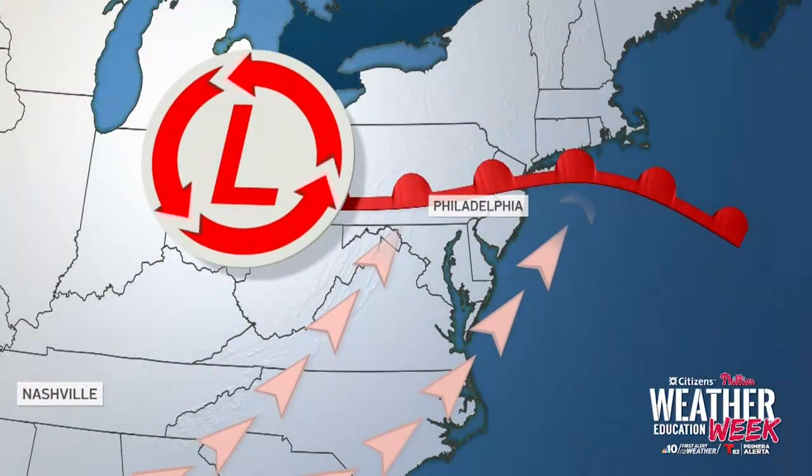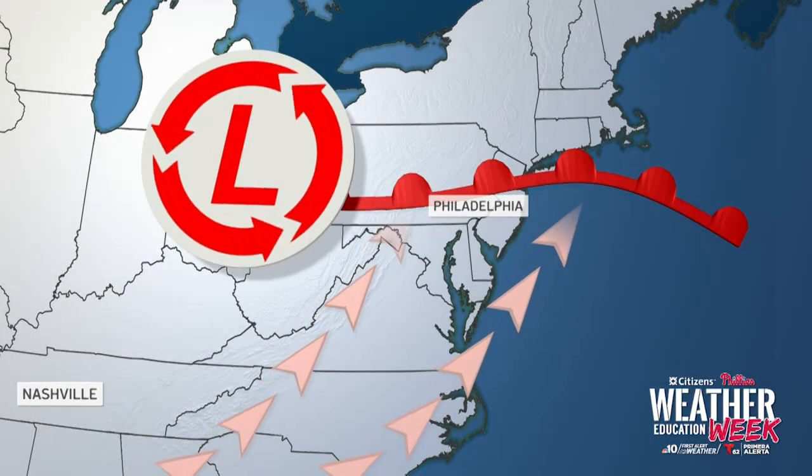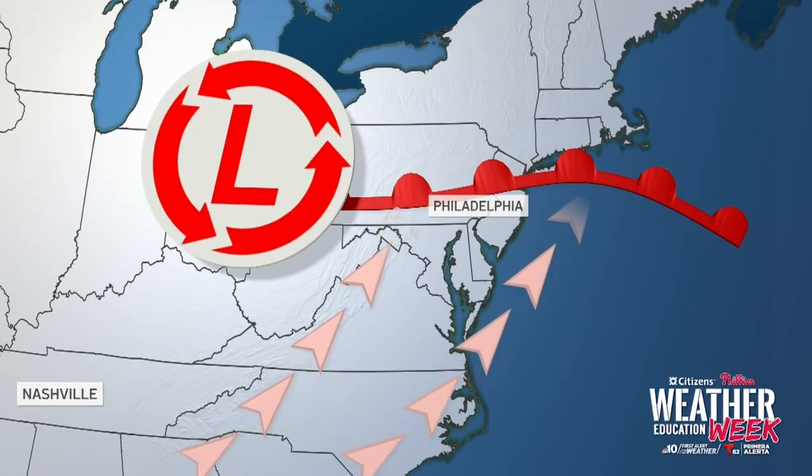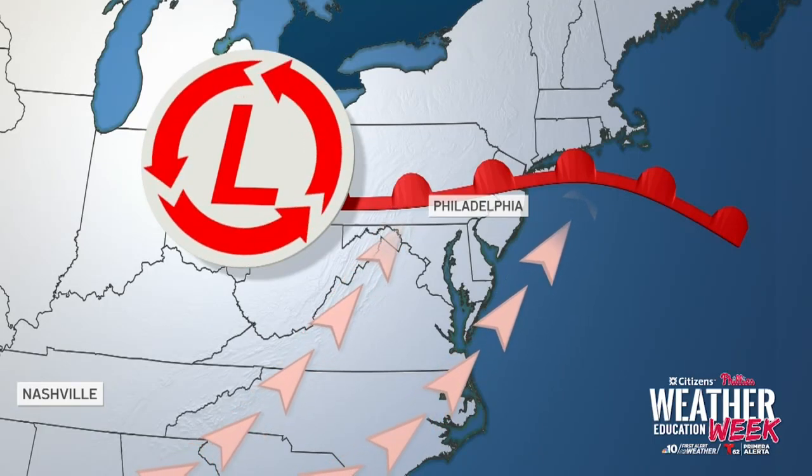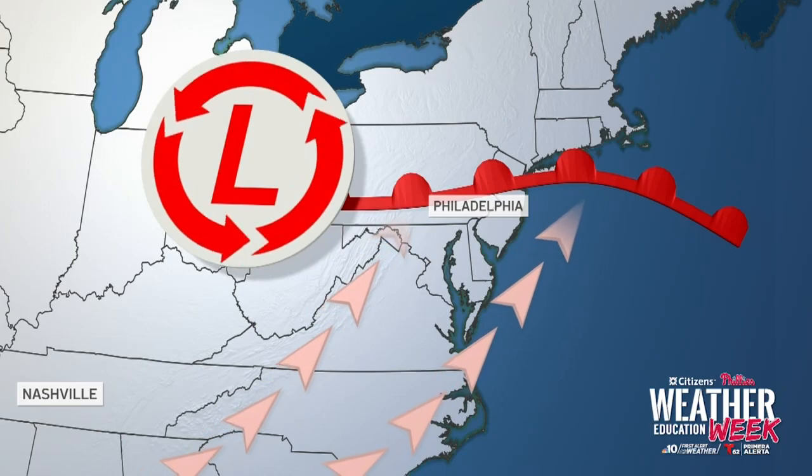Notice on a map, a warm front is red. Those half circles on the warm front point in the direction the air is moving. Again, make sure you remember that when we get ready to forecast our maps in just a few.